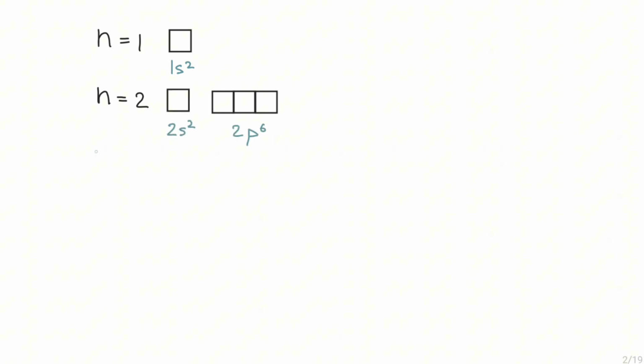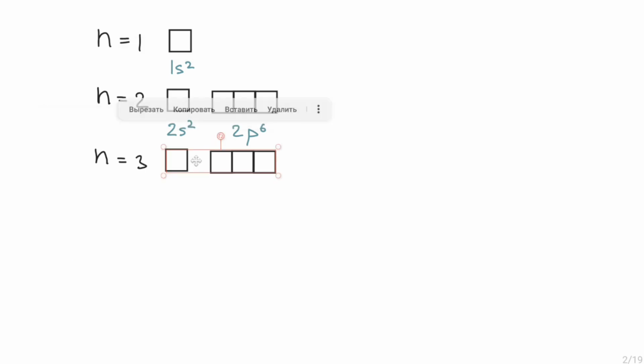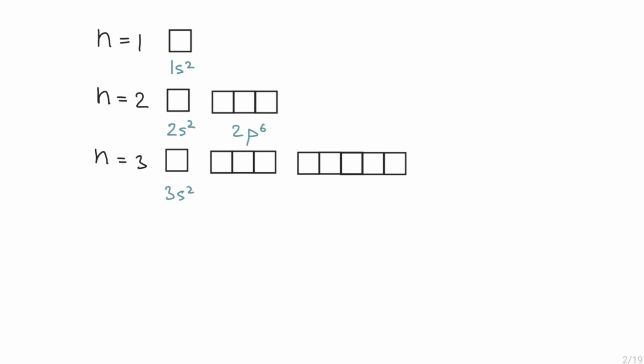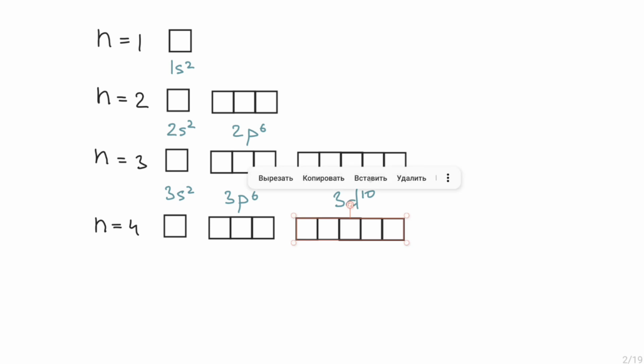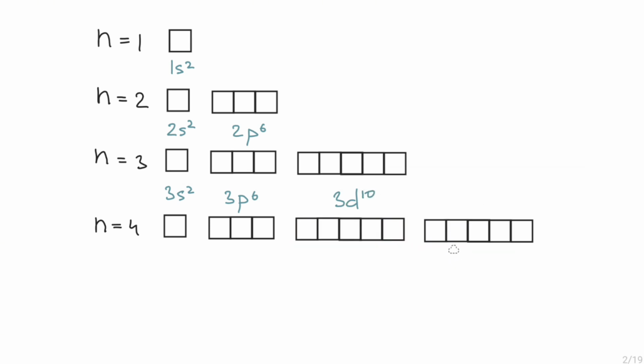So let's draw electron orbitals. On the first energy level, we will find the s orbital that can hold only 2 electrons. On the second energy level, you can find s and p orbitals that both will provide us with 8 electrons. On the third level, there will be s, p, d orbitals, and all of them will give us 18 electrons.